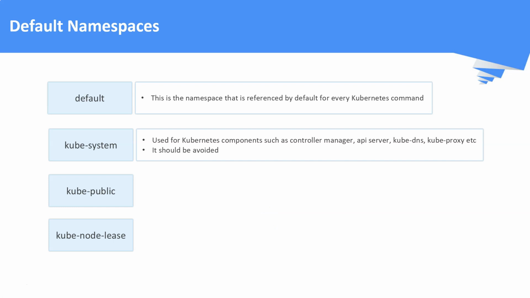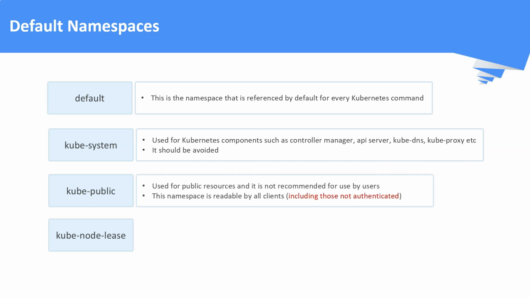Third is the kube-public namespace. This namespace is also not recommended for usage, as the resources deployed into it are fully public and can be read by all clients without authentication.